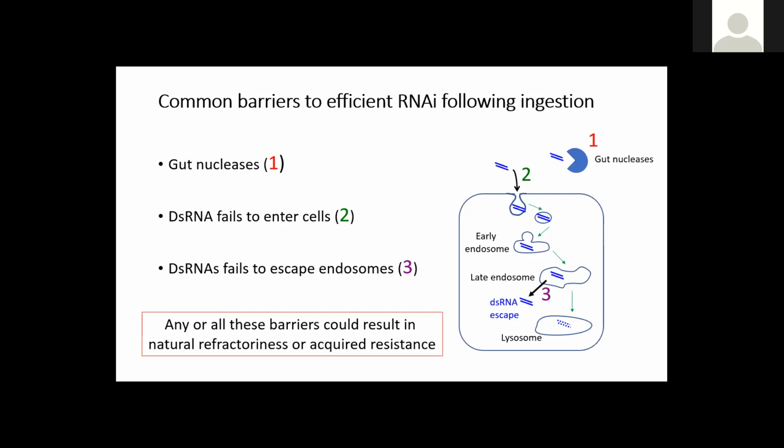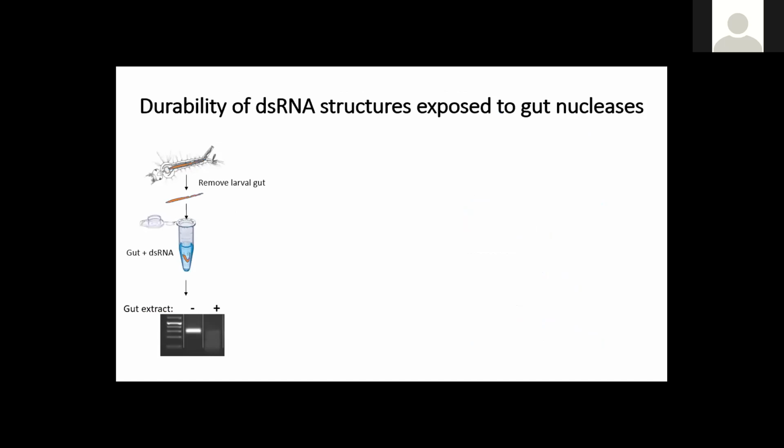So we were interested in trying to overcome some of these barriers. We took a slightly different approach, however. What we decided to do was look to see if we could protect the double-stranded RNA by changing its shape somewhat. So we were basically looking for, first of all, resistance against nucleases. Here, what we did is remove the guts from the insects, soak them overnight in a buffer, and then treat that mixture with our different structured double-stranded RNAs and resolve them on a gel to look for degradation of the double-stranded RNA.